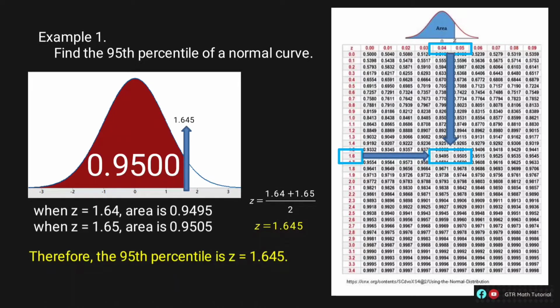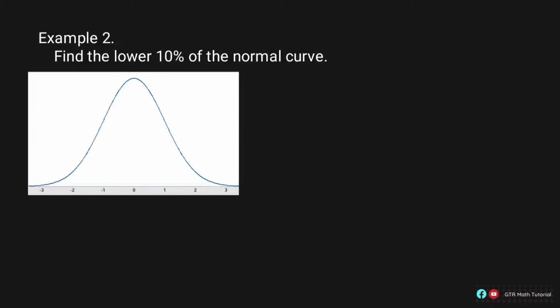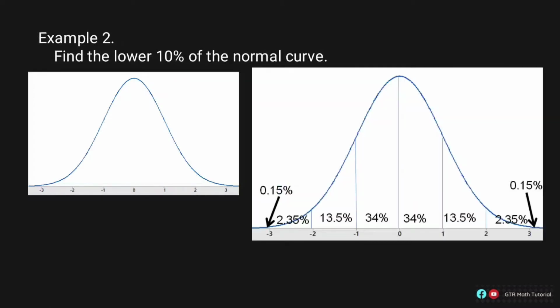Okay? So example number 2. Find the lower 10% of the normal curve. So drawing ulit natin. So lower 10%. So again, according to empirical rule, so these are the distribution ng percentage natin. So lower 10%, so nasa negative siya. So dahil 10% lang, so kalahati is 50%, di ba? So i-add natin, estimate natin kung ano yung z-score natin ng lower 10%. So 0.15% plus 2.35%. So ang value niyan is 2.5.